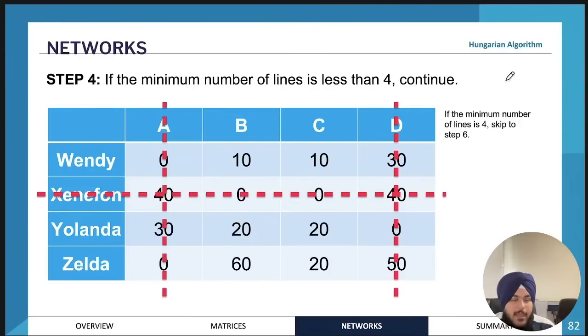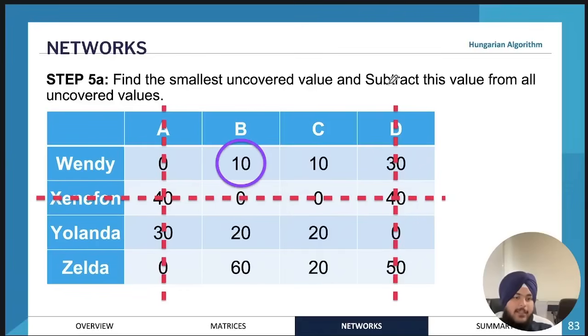So the next step is to find the smallest uncovered value in the matrix. In this case, it's 10. And what you would do is subtract this number from all the uncovered numbers. Now I know there might be some confusion because what if you drew the lines a little bit differently? It doesn't matter. Whatever your uncovered numbers are, it will work the exact same way. You subtract the value of this number from all your uncovered values. So for example, in this one, it's 10, so you would subtract 10 from all these numbers.